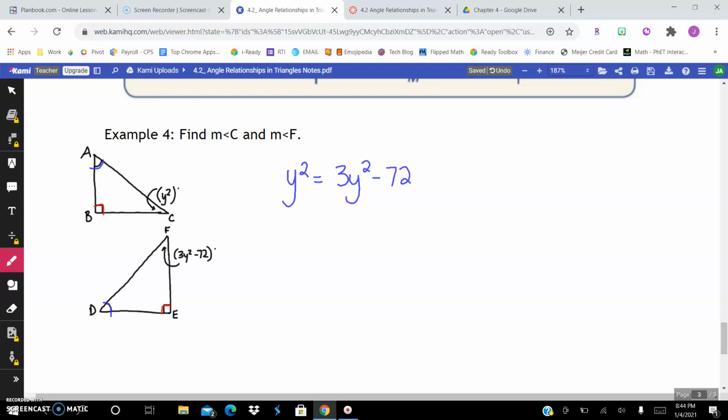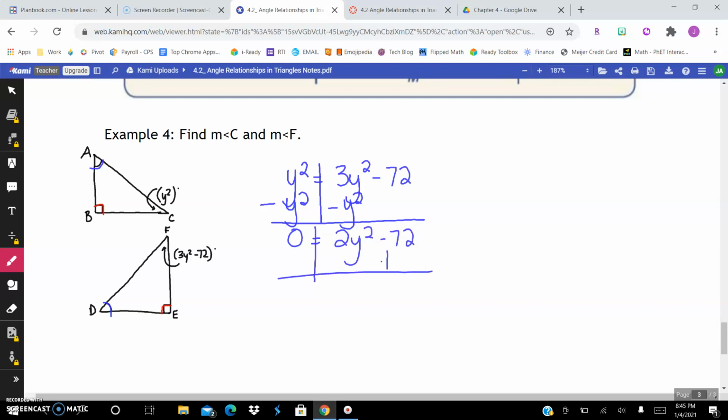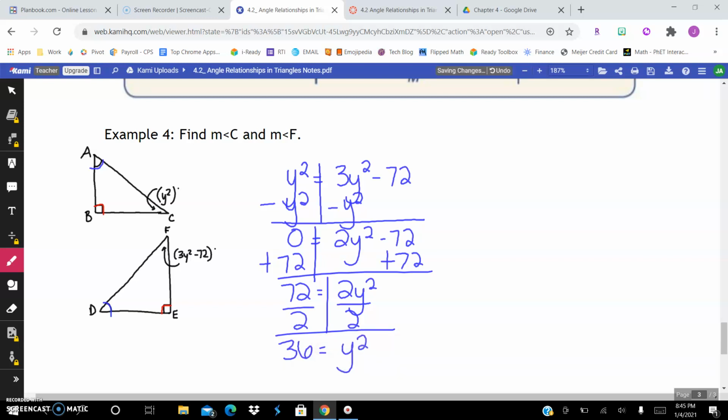So now what I'm going to do is I'm going to solve for y here. So I'm going to minus y squared because remember we always work with the lowest amount. So there's 1y squared. So that would leave 0 here. And this would leave 2y squareds here. Then I'm going to add 72 to both sides. And then I'm going to divide by 2. So I get 36 equals y squared.